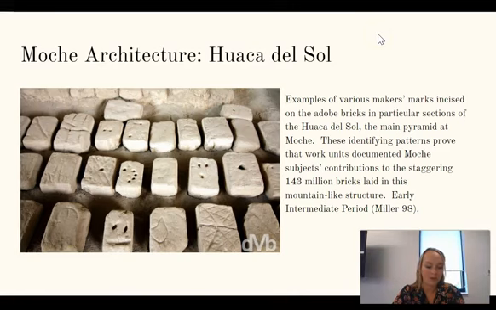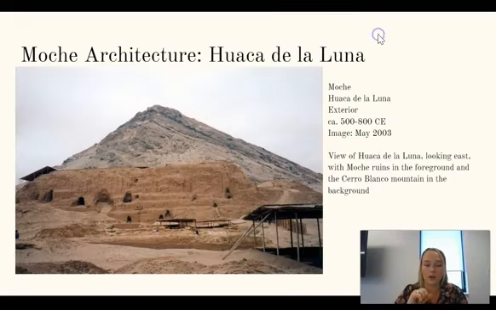So again, whenever we see really large works of monumental architecture in history, we know that this took a really large cohesive effort of people. So this is showing that there's some sort of unifying religion or political system that is bringing people together to either willingly create these huge works of architecture or are kind of forcing labor to come together and create these really large structures. This is the Huaca de la Luna.